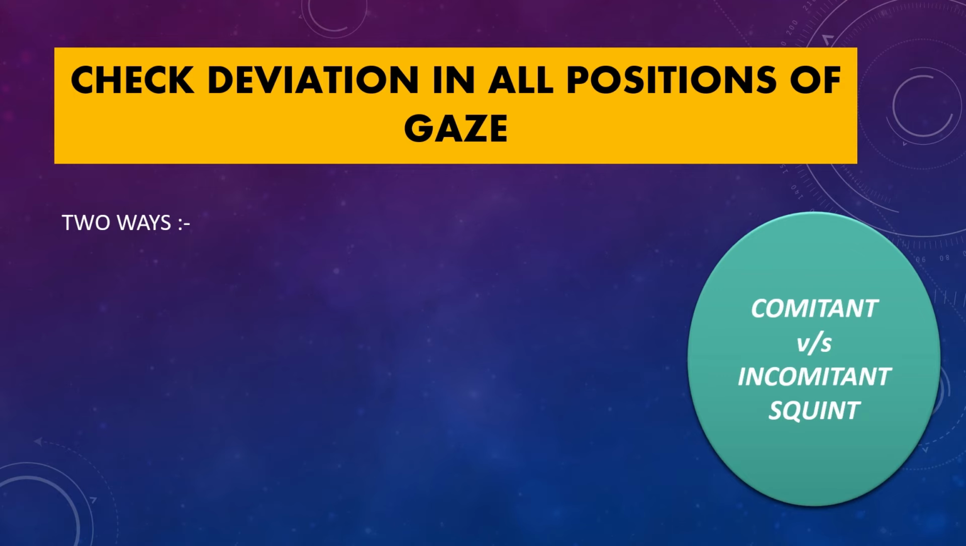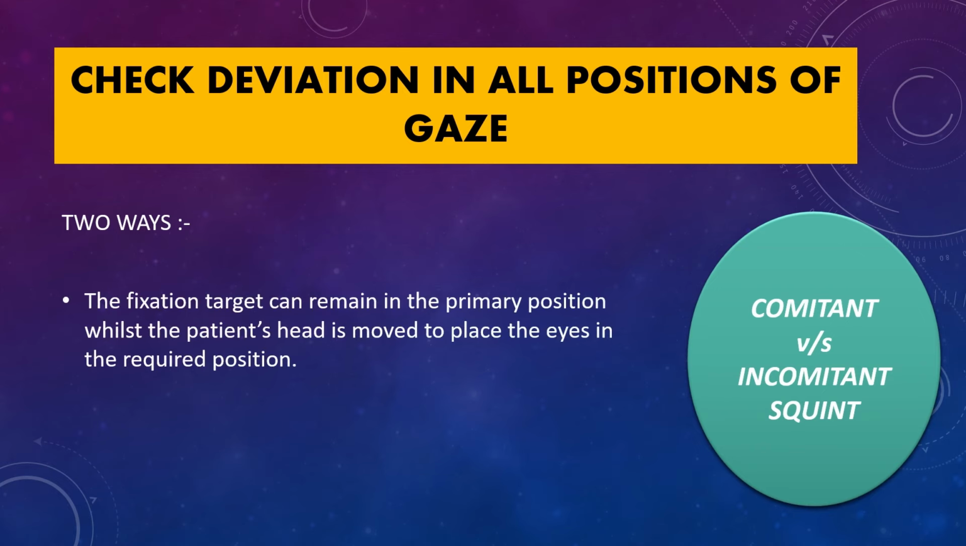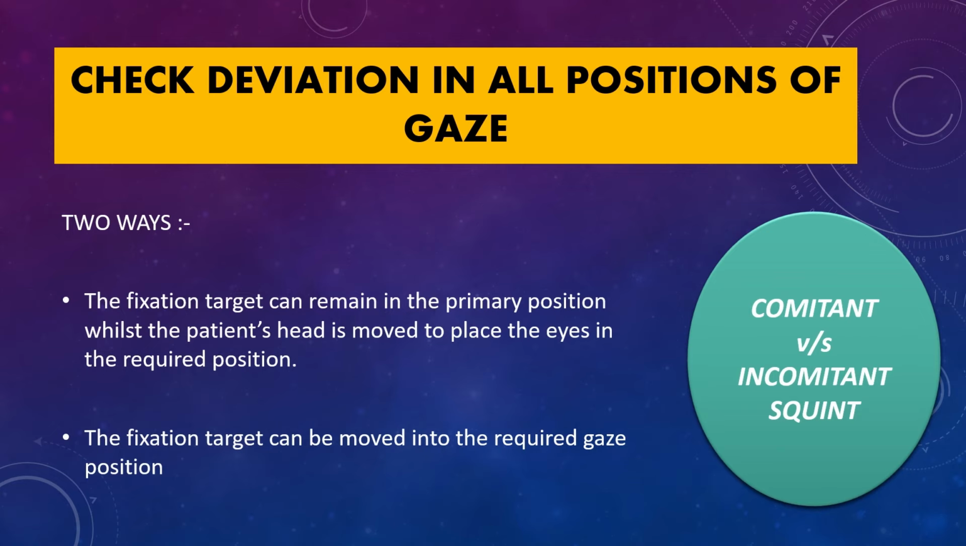Now, a very important point is that the prism cover tests are supposed to be performed in all the positions of the gaze, right? So there are two ways in which you can do it. Either the fixation target can remain fixed straight ahead in the primary position, and you can manipulate the patient's head in such a way that the eyes move in all the 9 positions of the gaze. Or you can take the fixation target from one position to another, just like you check for the movements of the eye, okay? And then you carry out your prism cover test in all the gazes. Of course, the first way is much more convenient.